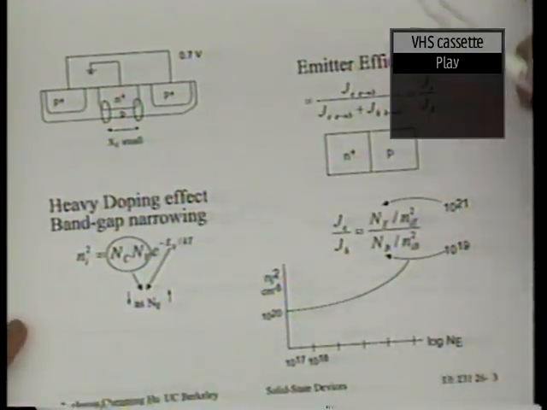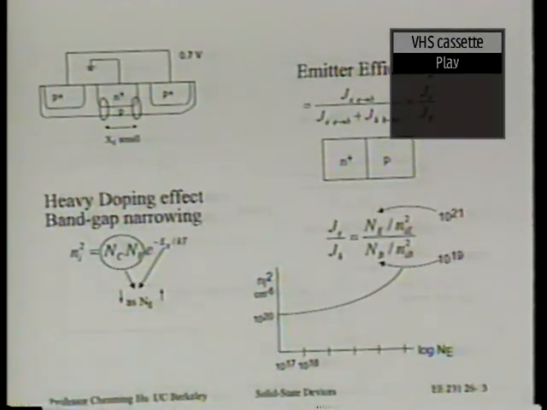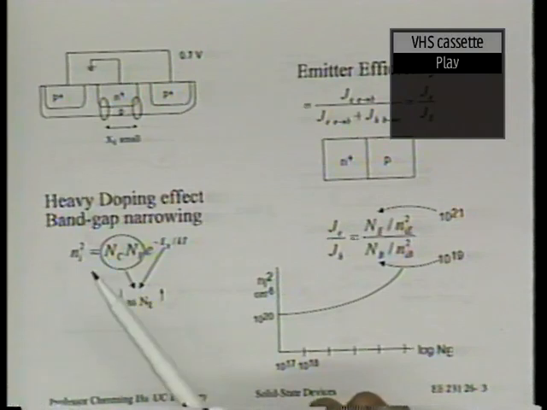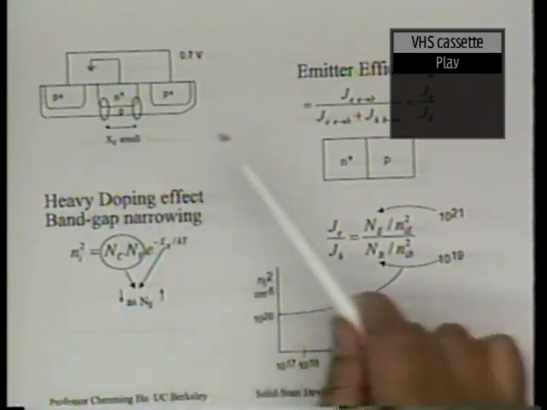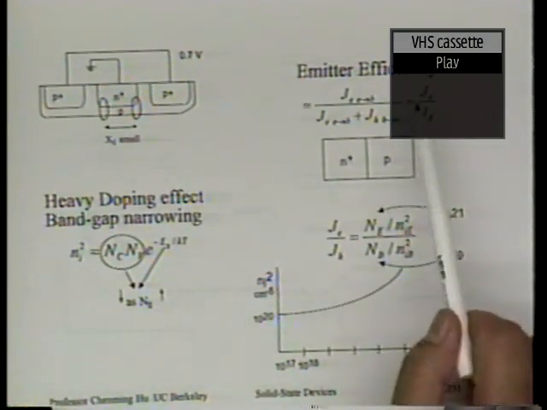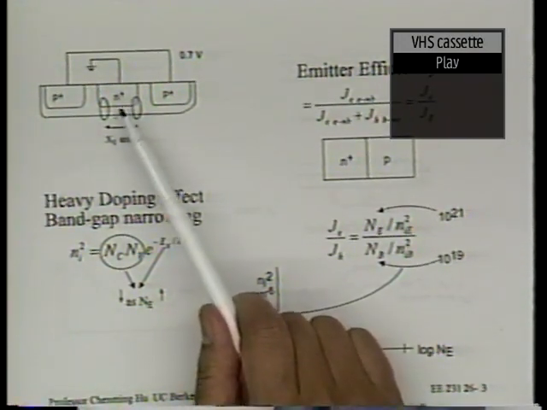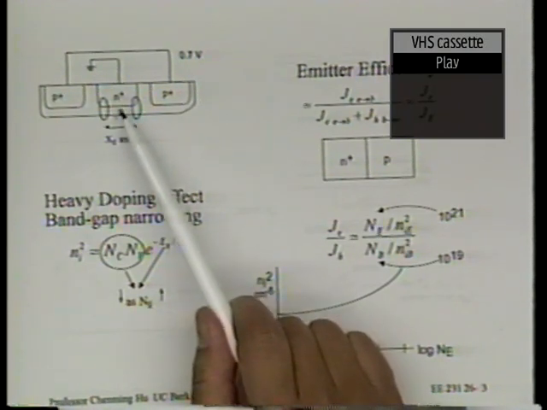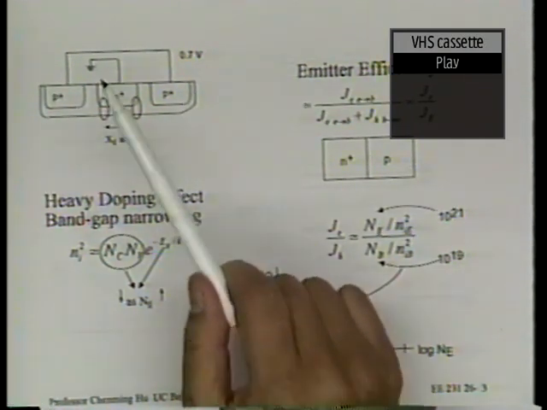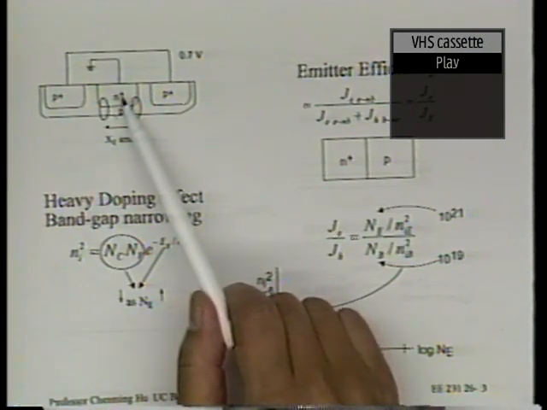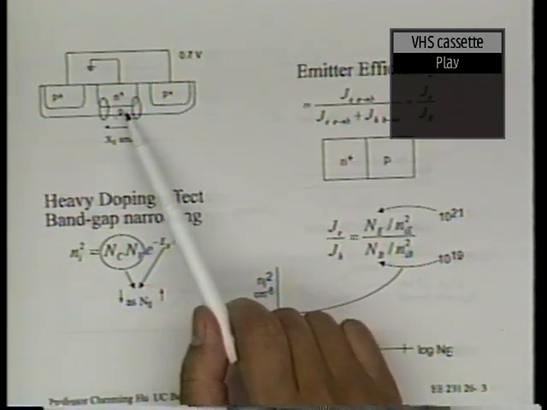I'm just going to tell you that it can be shown that in order to have a good current gain, we have to have a large emitter efficiency. Emitter efficiency is defined this way. When we forward bias the base-emitter junction, some electrons will be injected from the emitter into the base, and some holes will be injected from the base into the emitter.